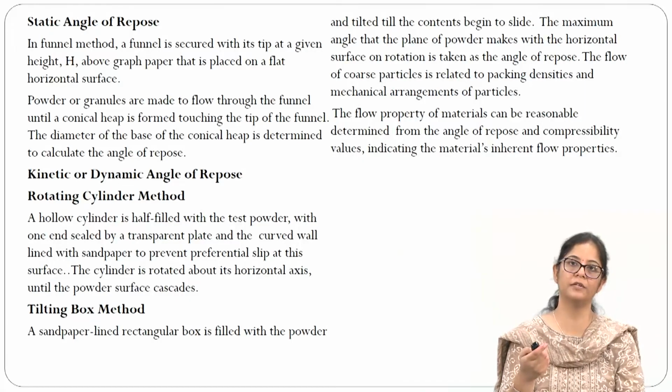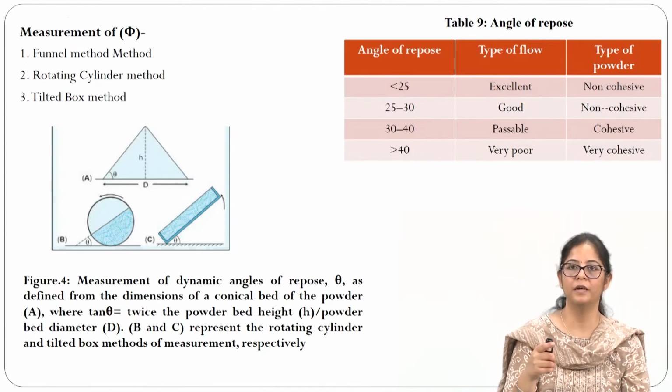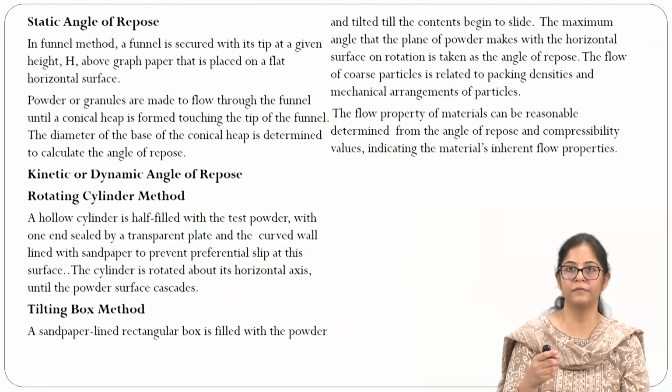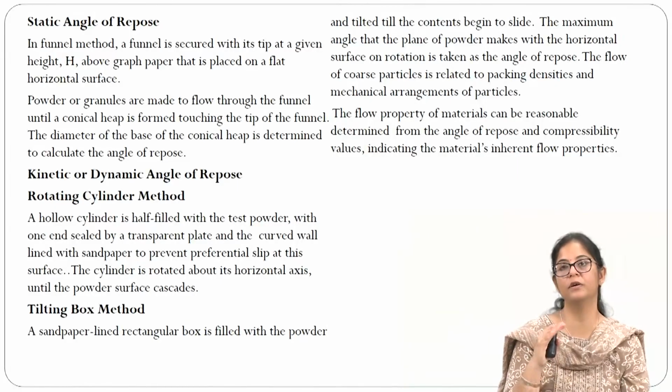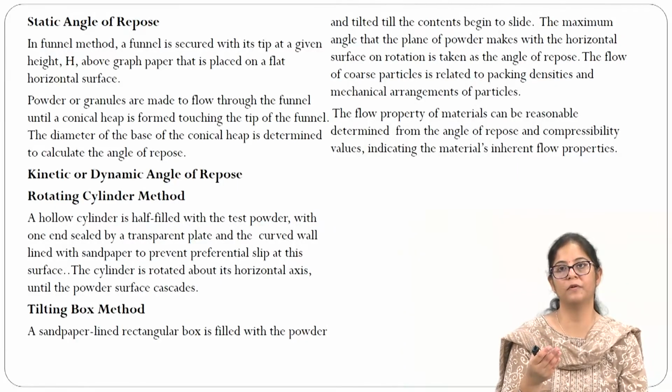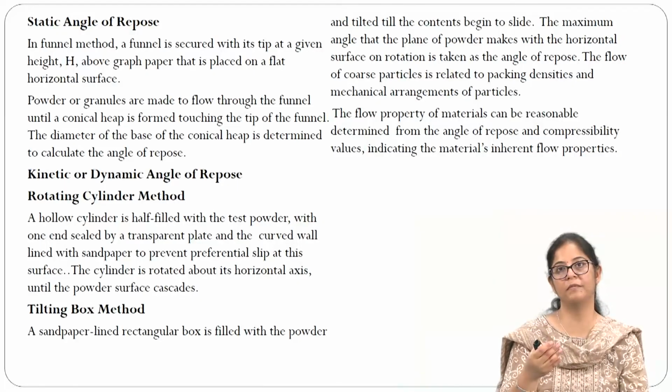Then there is a kinetic or dynamic method for determination of angle of repose. In the dynamic method we use the rotating cylinder method. So a hollow cylinder is half filled with the material, and one side of the cylinder is sealed with a transparent glass plate, and the wall is lined with sandpaper, so that the material flows and there are no slips in the material.